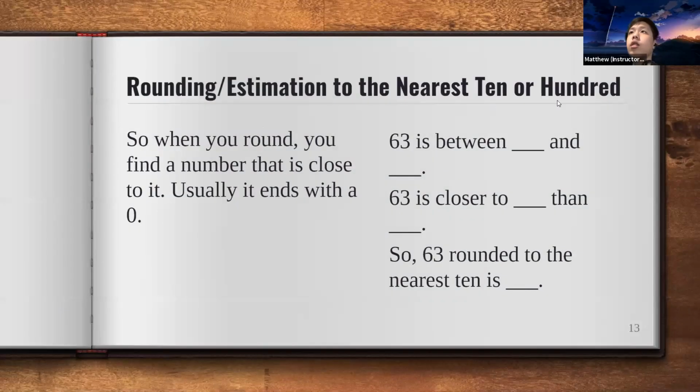So, on estimation, 63, for example, is between 60 and 70. It is closer to 60 than it is to 70. So 63 to the nearest 10 would be 60.